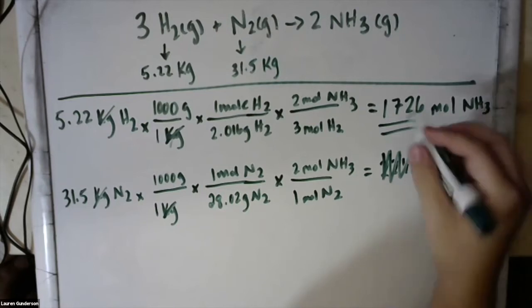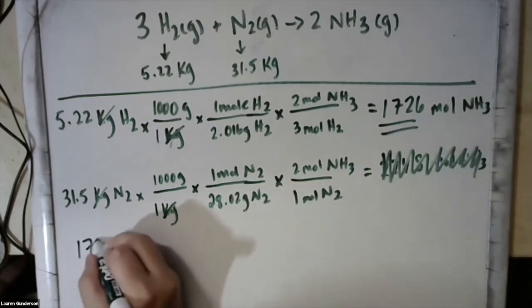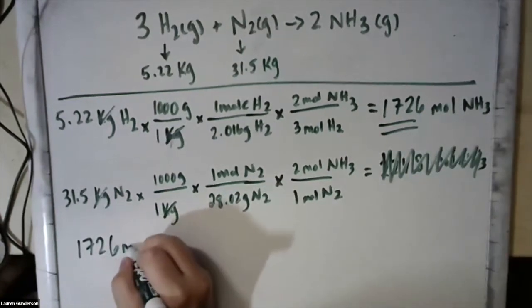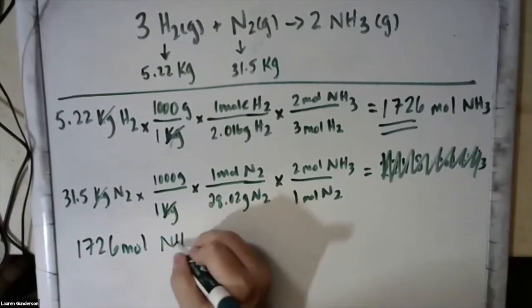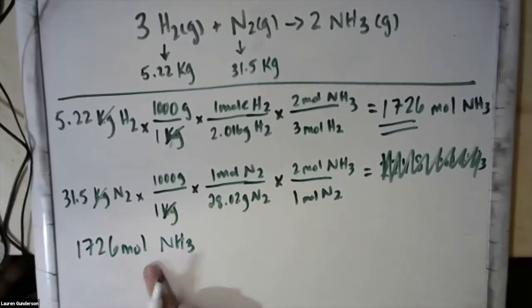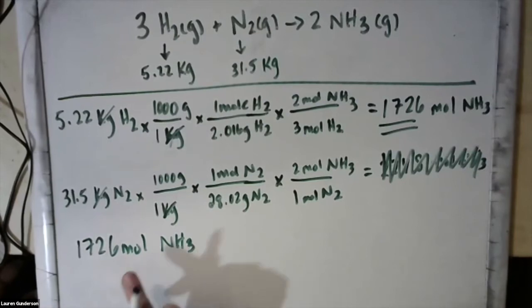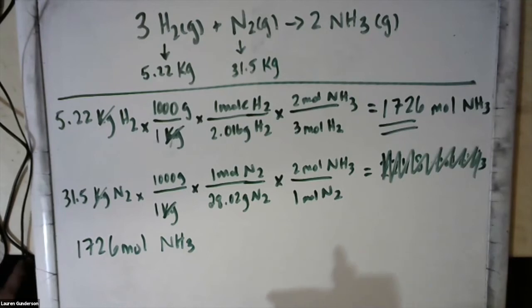So 1726 moles of ammonia is our theoretical yield. And our theoretical yield value is the value that we are going to use to find out how much of our excess reactant is left. Which reactant is our excess reactant?